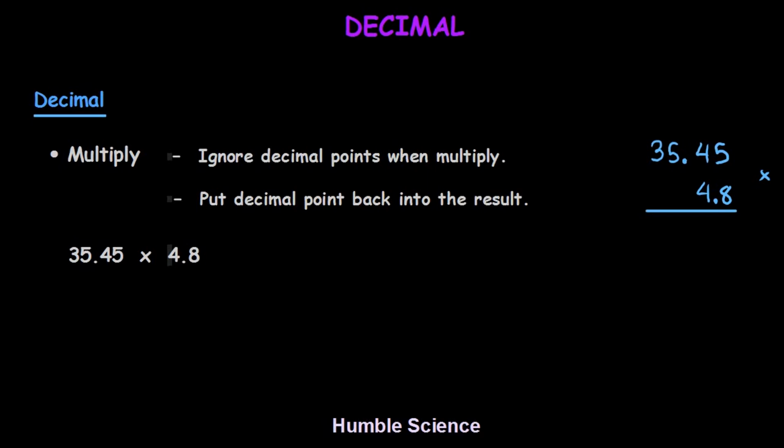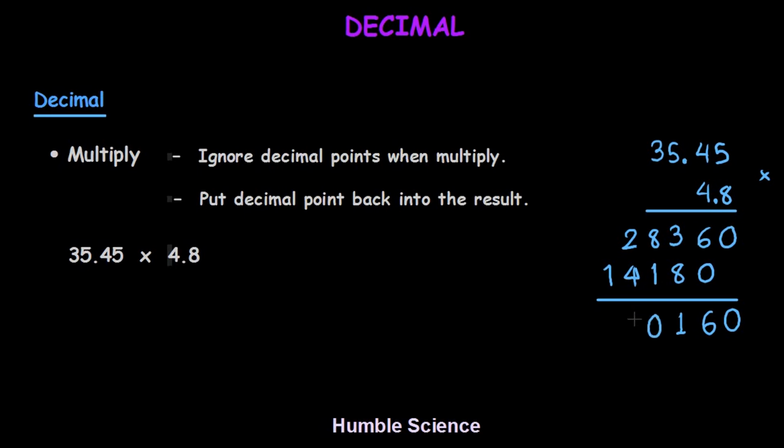First, we can ignore all the decimal points. So we will multiply 3545 and 8, and that will be 0, 6, 3, 8, 2. And now we can multiply 3545 and 4, and that will be 0, 8, 1, 4, 1. And now we can add them up. It's going to be 0, 6, 1, 0, 7, 1.